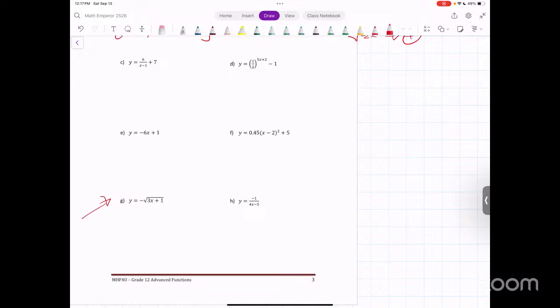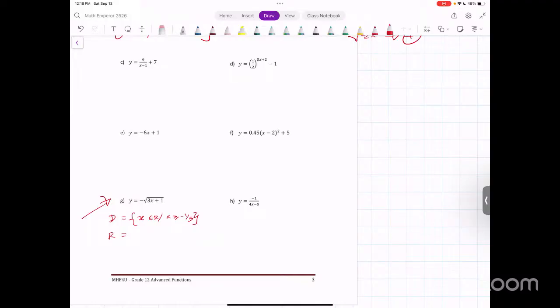All right, so let's go back to see how that went. Harsha, what is the domain? What did you write? The x has to be bigger or equal to -1/3. Correct.